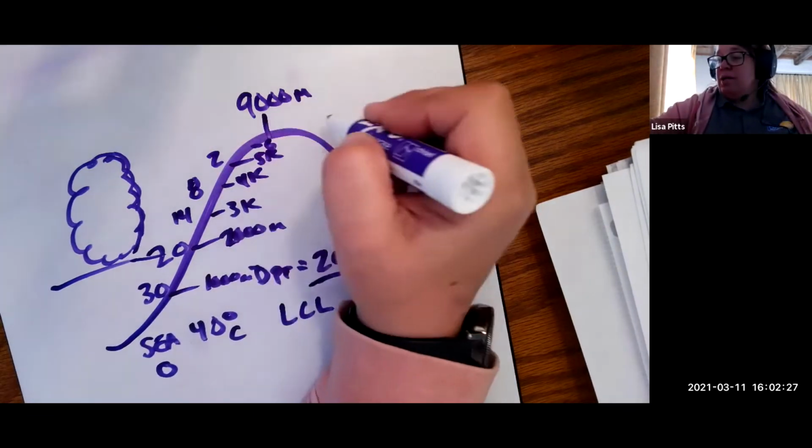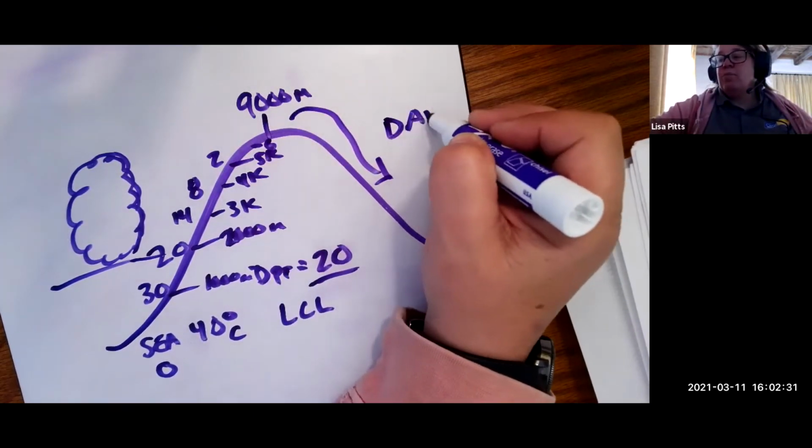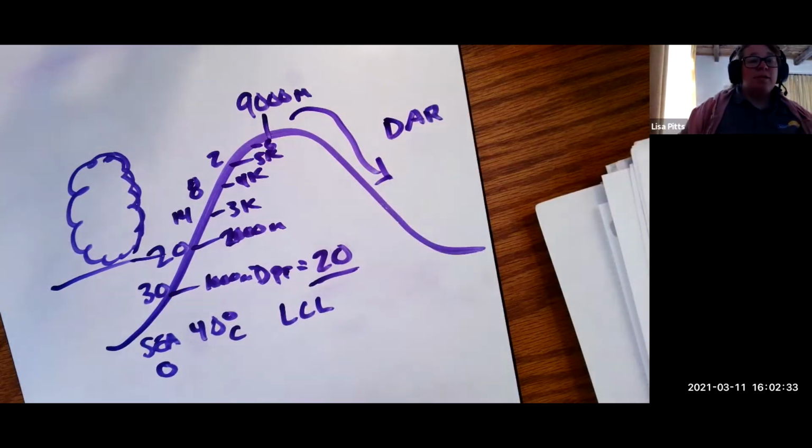Once you get to the top and the air descends down the backside, it's always using the dry adiabatic rate. And that's because the air is warming and therefore it can hold more moisture and therefore it's no longer saturated. So therefore it's using the dry adiabatic rate.